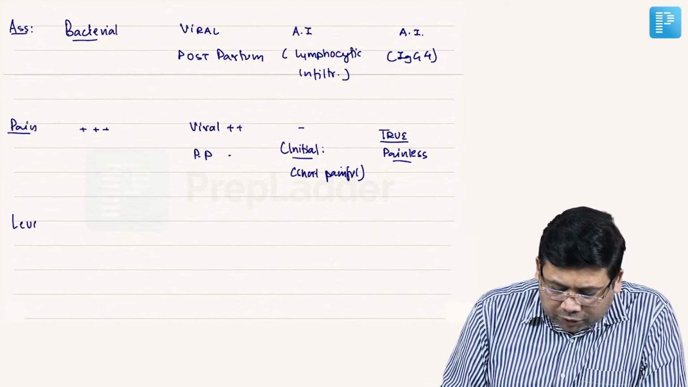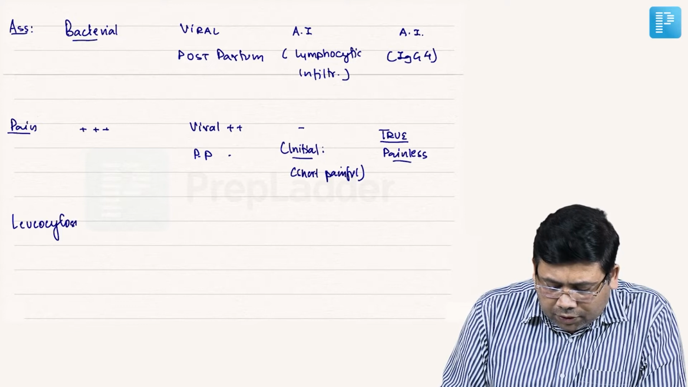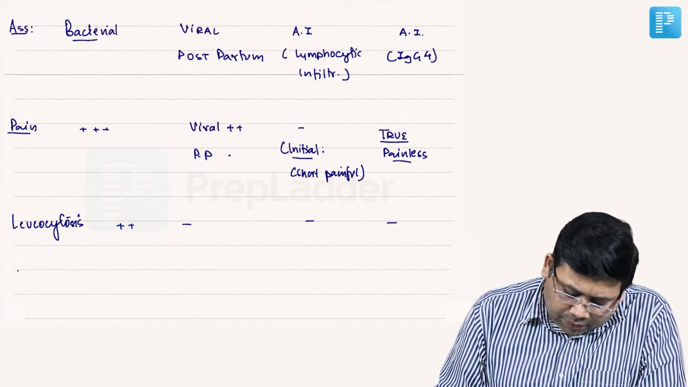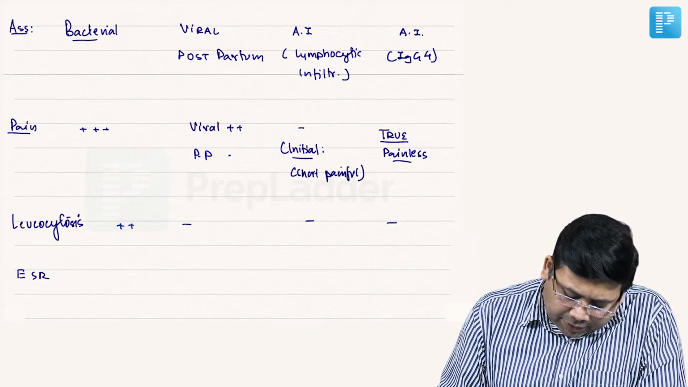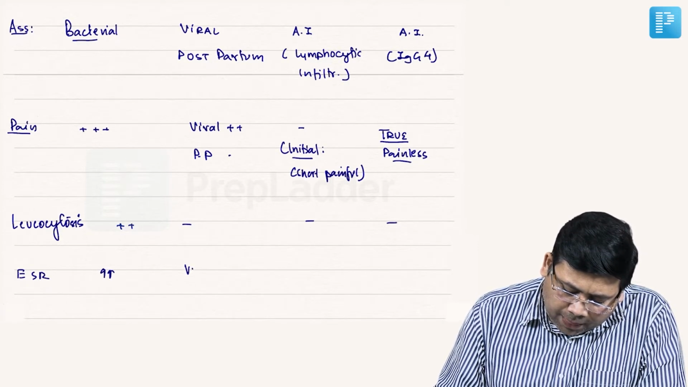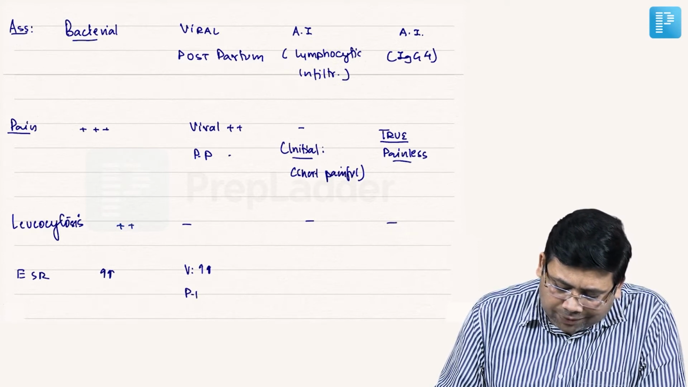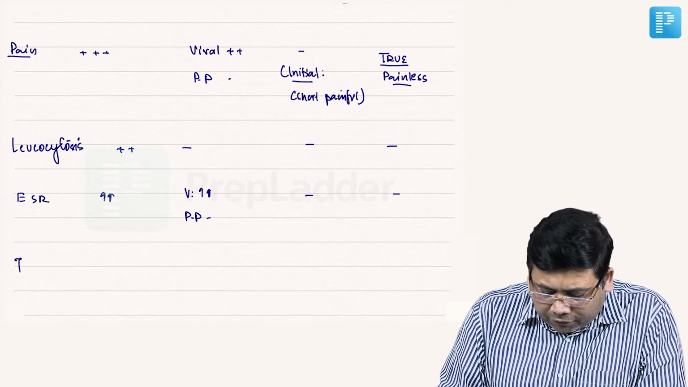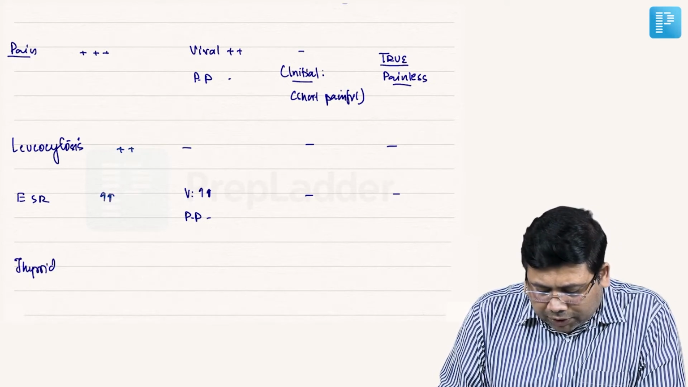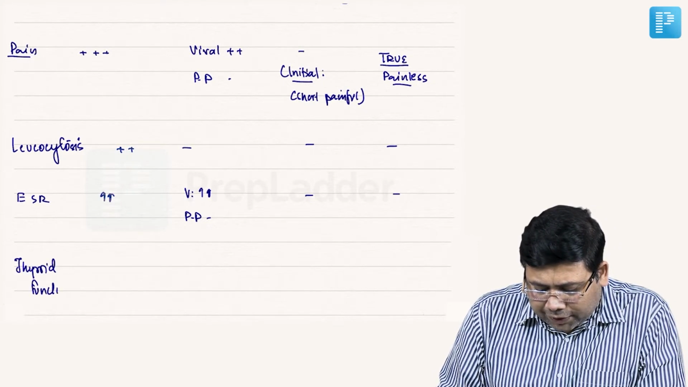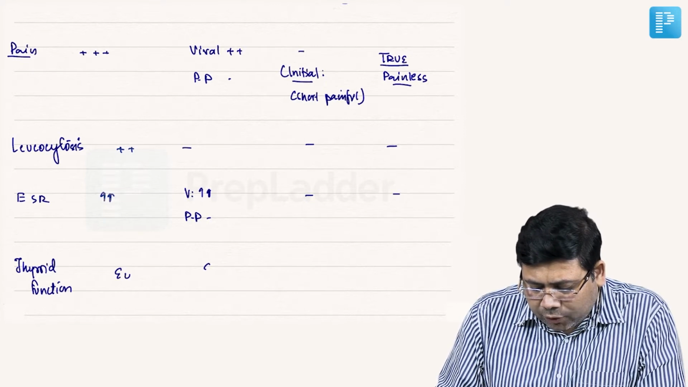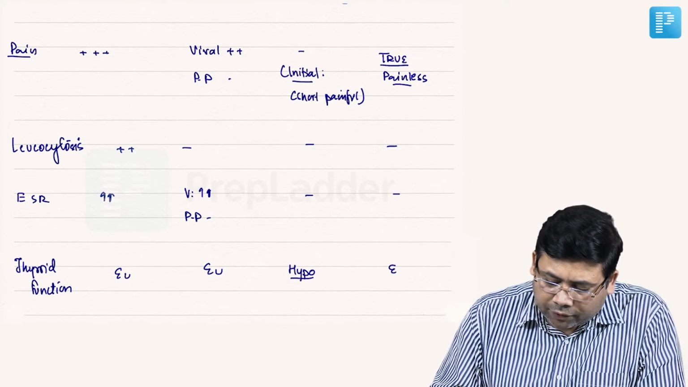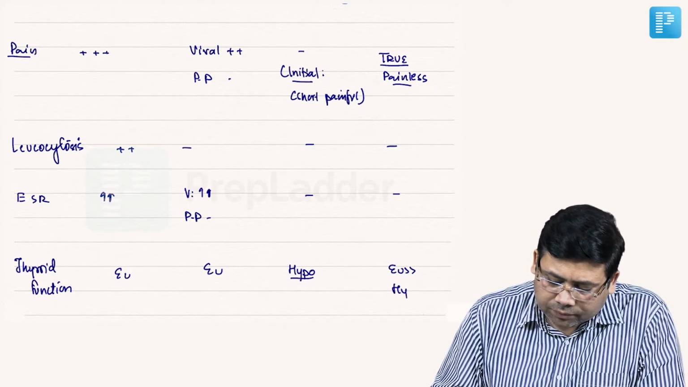Then what about leukocytosis? Leukocytosis is plus only in this, else not. ESR, it is elevated in bacterial also, in viral also, but postpartum it is not. Then what about thyroid function? When we talk about thyroid function, it is always euthyroid, hypo, and euthyroid more than hypo in this case.